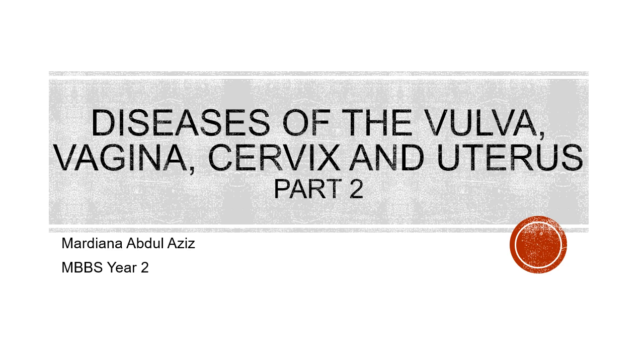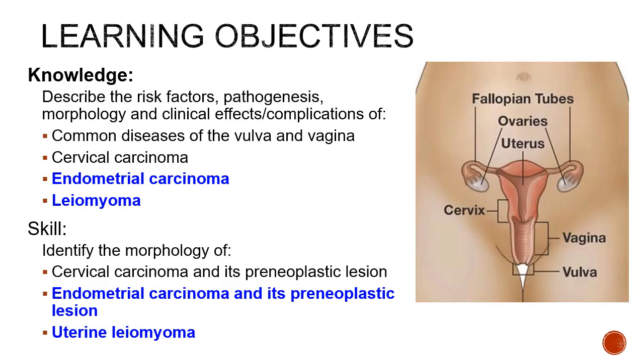Mardiana and I will be delivering part 2 of the lecture on diseases of the vulva, vagina, cervix and uterus. For part 2 of this lecture, we will focus on the risk factors, pathogenesis, morphology, clinical effects and complications of endometrial carcinoma and leiomyoma, and correspondingly we will focus on the skills of identifying the morphology of endometrial carcinoma and its preneoplastic lesion, as well as uterine leiomyoma.